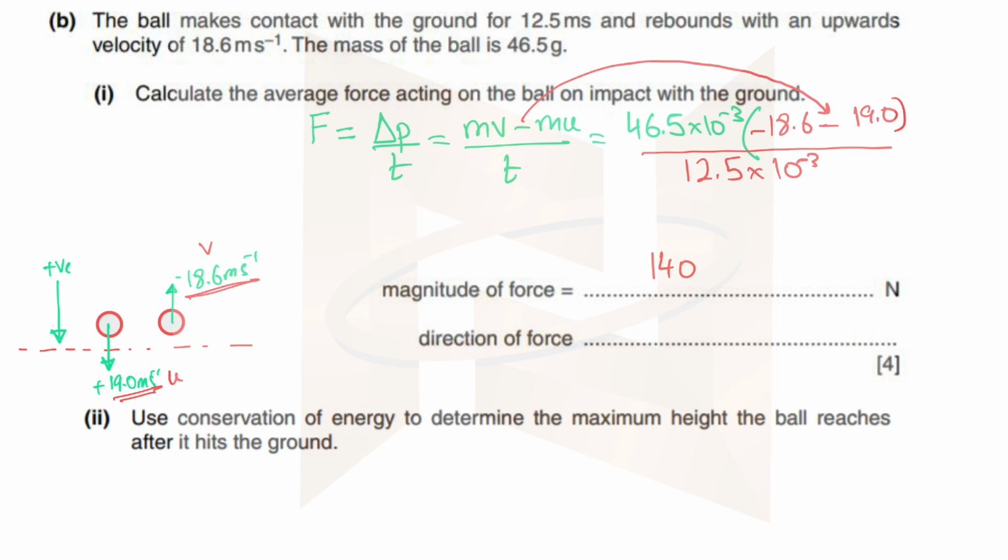And then they ask you for the direction of force on the ball. It is very important for you to understand that the direction of the force will be upwards. Why? Because when this ball goes and hits the ground, it exerts a downward force on the ground. So the ball exerts a downward force on the ground, so the ground exerts an equal and opposite force on the ball. So the force on the ball should be upwards.